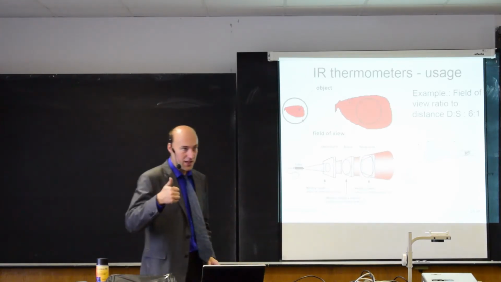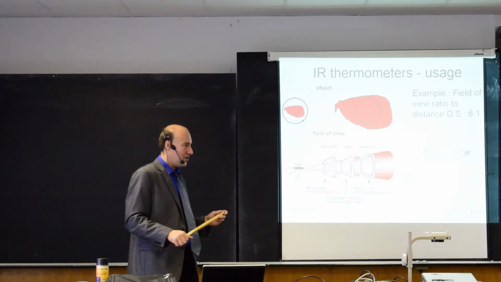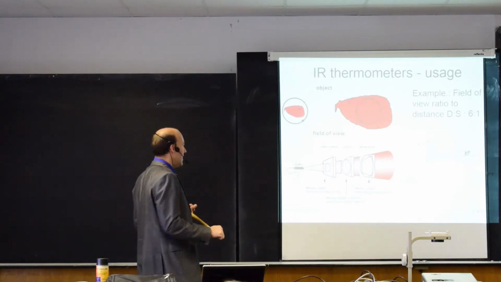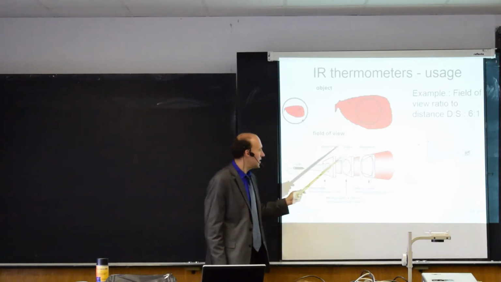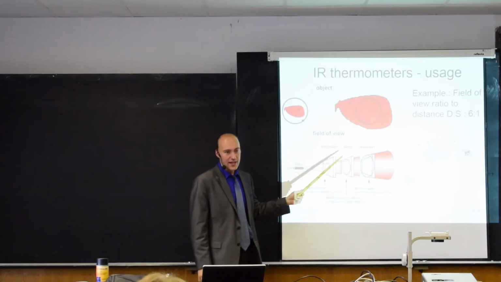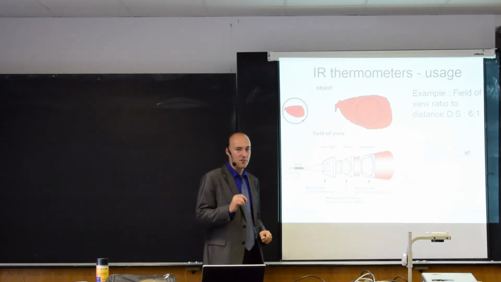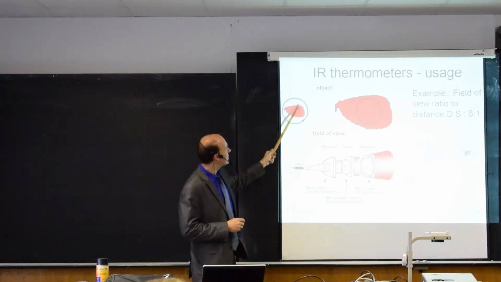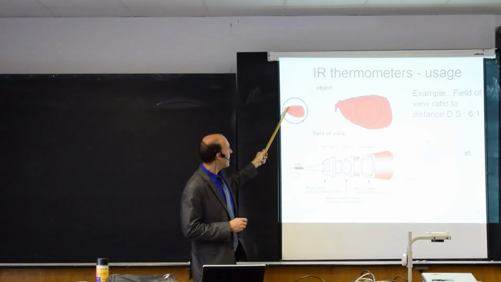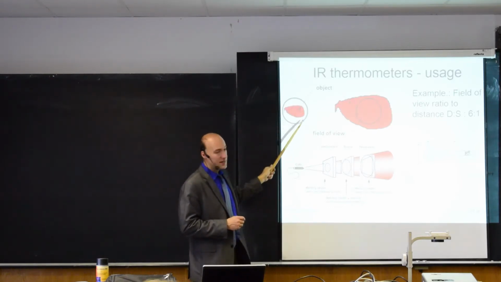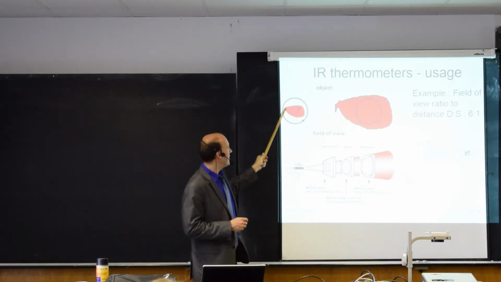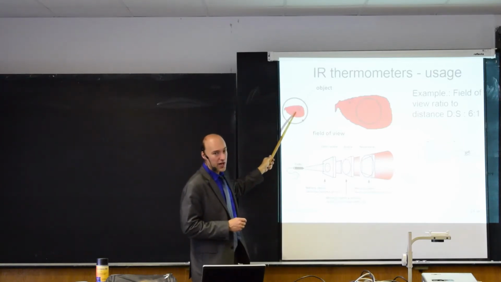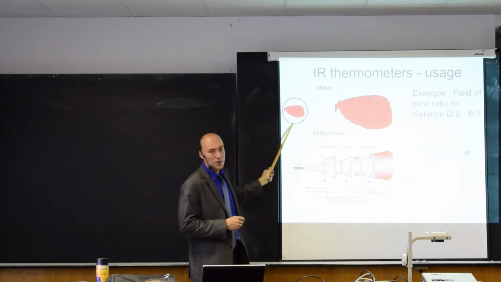So that's emissivity. That's one problem with IR thermometers. Another problem is that the field of view needs to be completely covered by the object itself. So here, this is wrong. Here, if I have an object that is smaller than the field of view, then I have radiation coming from the object, and I have radiation coming from the background. So here I will see a temperature that is not correct.